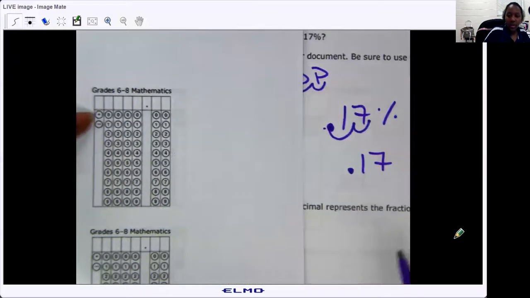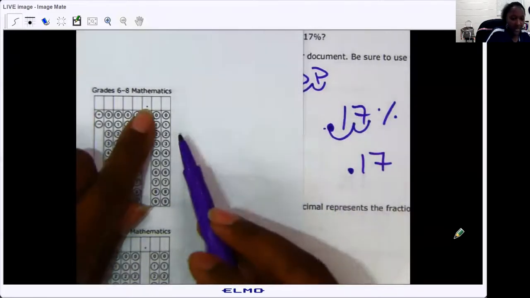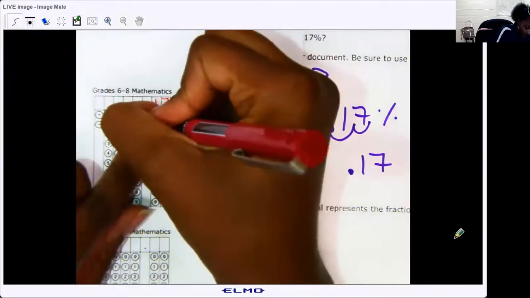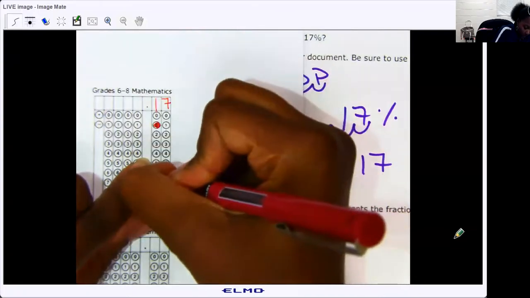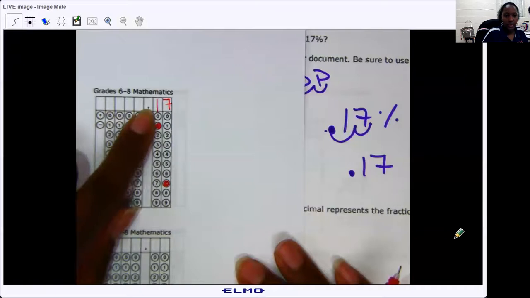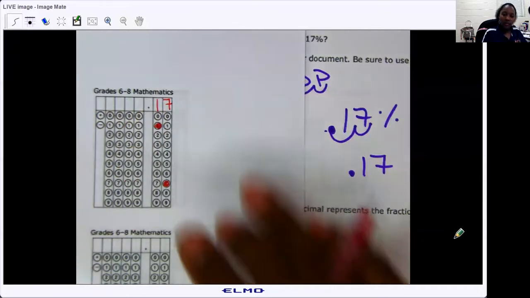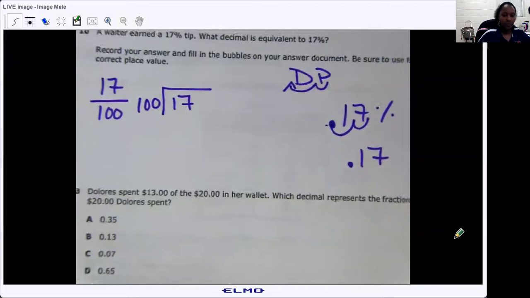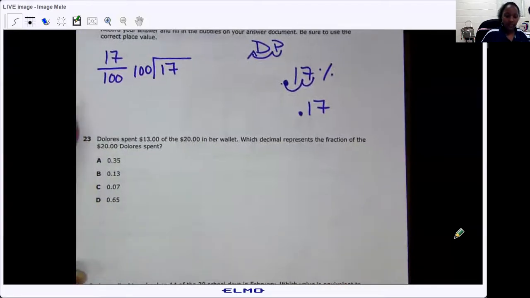Our answer is 0.17. So here's my decimal. So I'm gonna put my 1 and my 7. Then I will bubble in 1 and 7. There is no need to bubble in the zeros in front of it, okay? That's not going to affect your answer or cause it to be counted incorrect, okay? 0.17 is our final answer. I bubbled it into my answer document. That question is complete. All right, almost done.